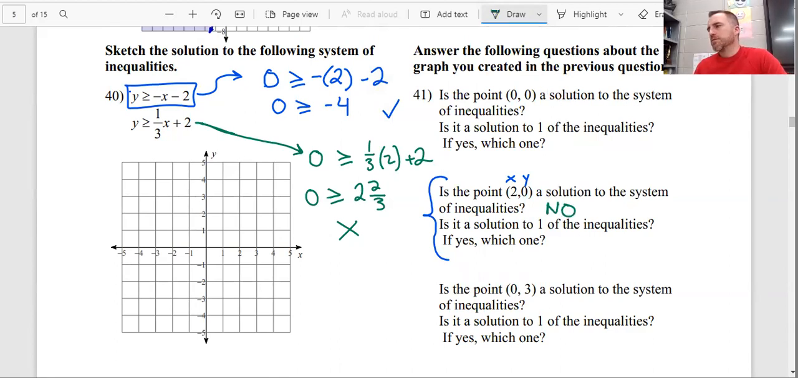But is it a solution to one of them? Yes. Which one? The first one. And that's what you do for each of those. You could graph them and then look at the graph, or you could just plug in those points the way I did for each of them.